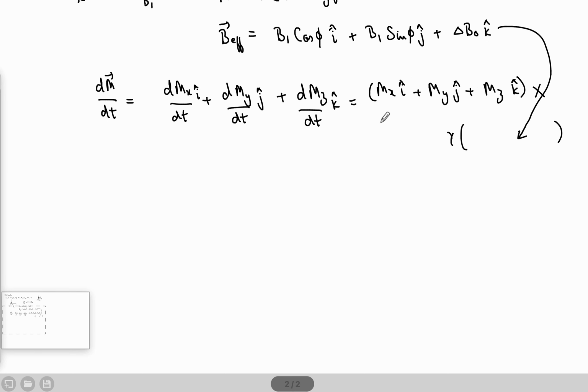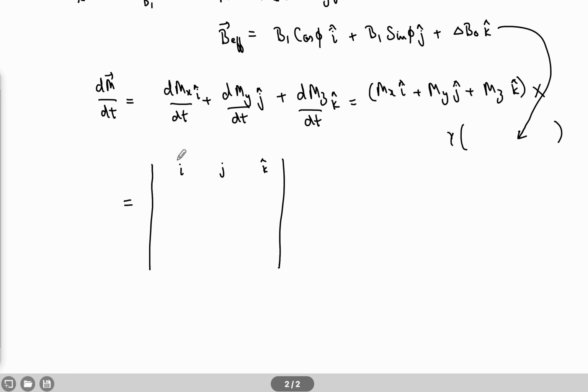Okay, now what we can do is we can solve this cross product as the following determinant, right? This you must have learned in your vector algebra. So how do you do that? So you write i j k and the corresponding coefficients Mx My Mz, and then gamma B1 cos phi can be written as omega 1 cos phi. This becomes gamma into B1 becomes omega 1 sin phi, and this is delta B naught. So delta B naught into gamma becomes offset, which is written as capital omega.